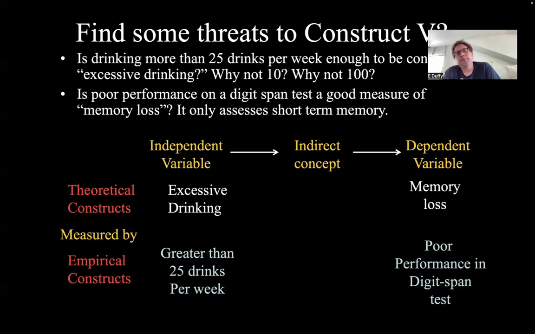And is poor performance on a digit span test a good measure of memory loss? In reality, it might be more of a measure of attention, the degree to which you're focusing on the numbers that were being recited to you that you have to recall at a later point. And it also really assesses only short-term memory. It might be that excessive drinking is affecting some other aspect of memory, like autobiographical memory. If you black out and you don't remember many nights of your life, it might be that your digit span is fine, in which case you might make the argument that excessive drinking doesn't affect memory. But it's just because you're not studying the right kind of memory in that case.